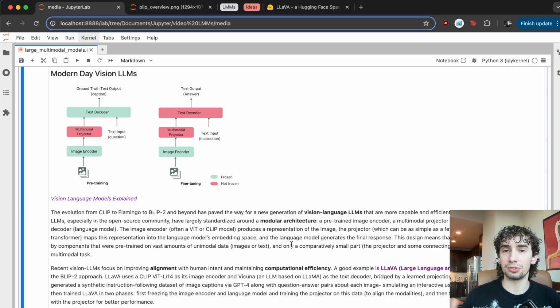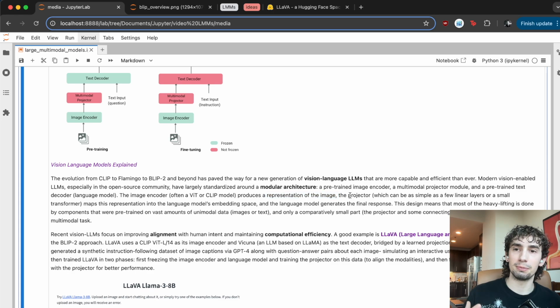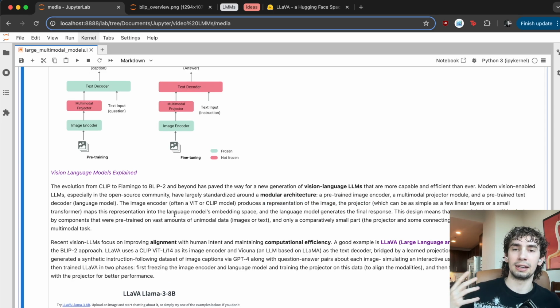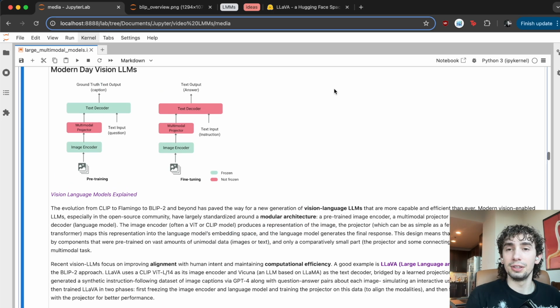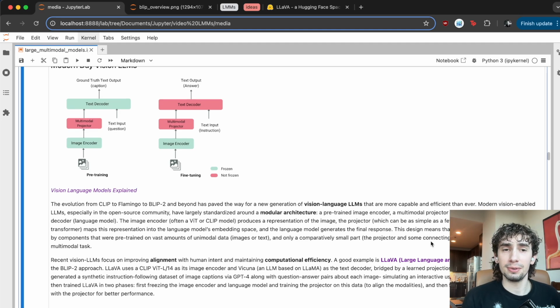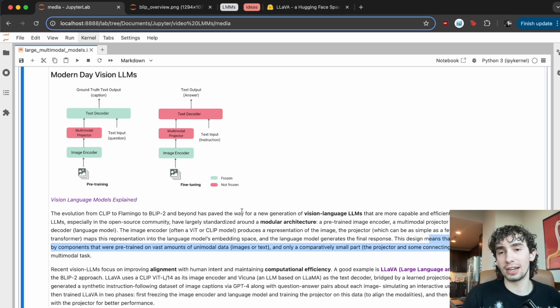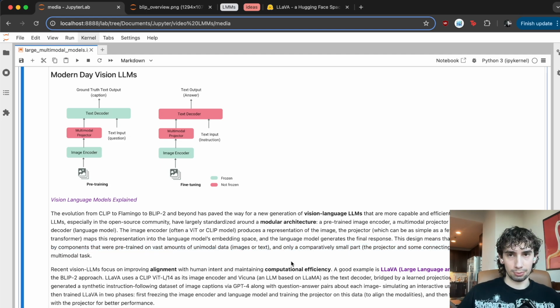The image encoder is often a vision transformer or some sort of CLIP model. It produces the representation of the image, and then the projector maps that into the language model's embedding space. This is a great approach because it's super efficient. Much of the heavy lifting is done by different components that were already pre-trained on vast amounts of unimodal data, so images or text, and then only a small part of that is needed to bridge them together to leverage the advanced understanding of both modalities.